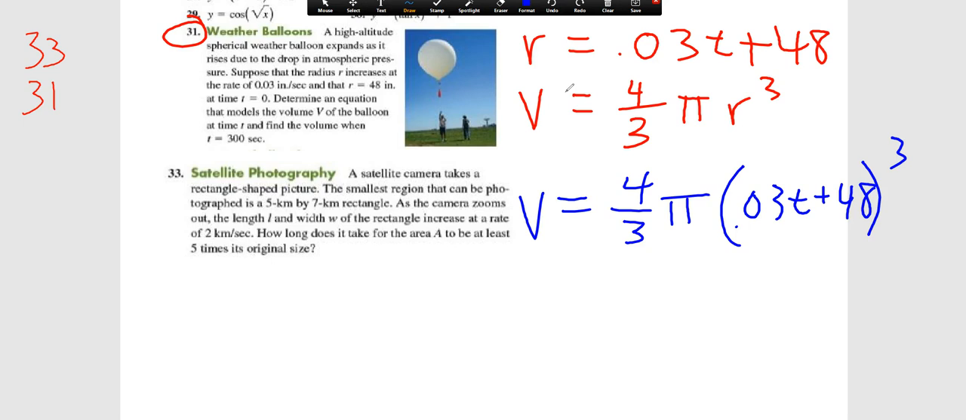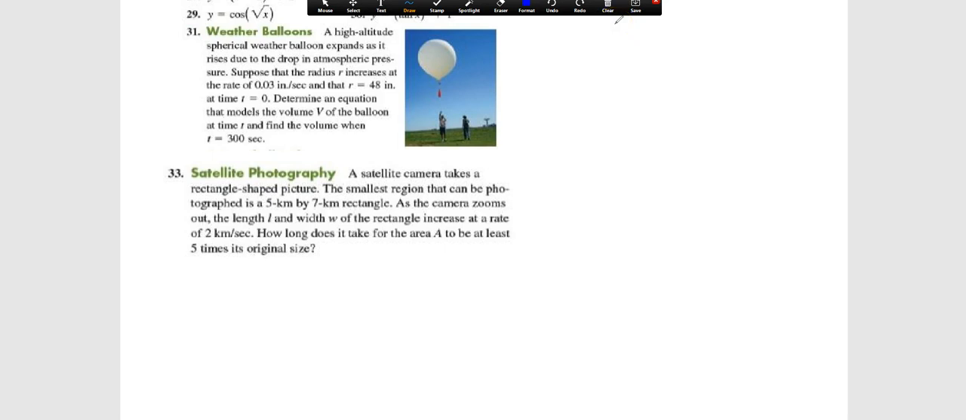Okay, determine an equation. All right, we did that. Find the volume when the time is 300. So obviously, for part B, they're asking you to plug in a 300 in there and go from there. So I will leave that into your capable hands for question 31. And now we shall clear that out and work on 33.